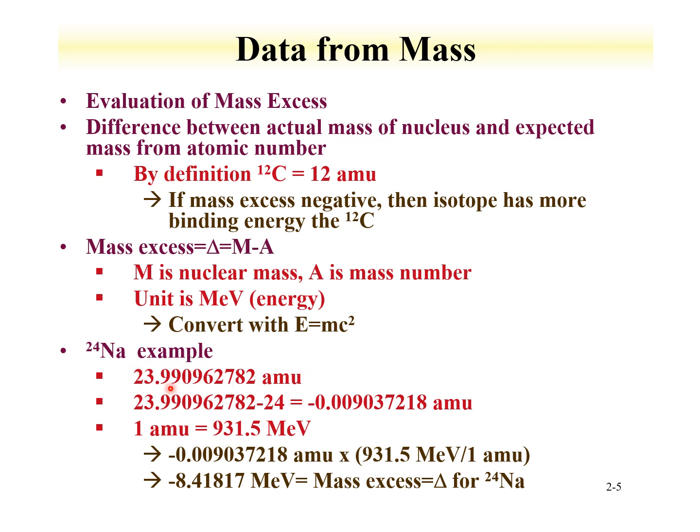And I already gave you this value that we're going to convert from atomic mass units into energy. And it turns out that one atomic mass unit is equal to 931.5 MeV. So about one atomic mass unit is about 1,000 MeV, a reasonable rule of thumb. If I take this value and multiply it by 931.5 MeV per atomic mass unit, I get that the mass excess for sodium-24 is equal to negative 8.418, etc., MeV, mega electron volts.